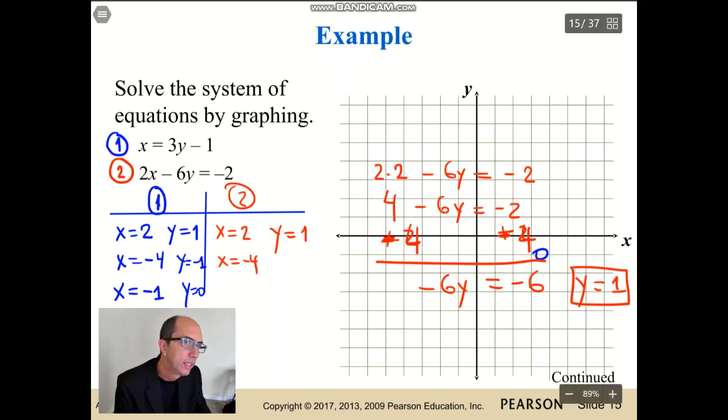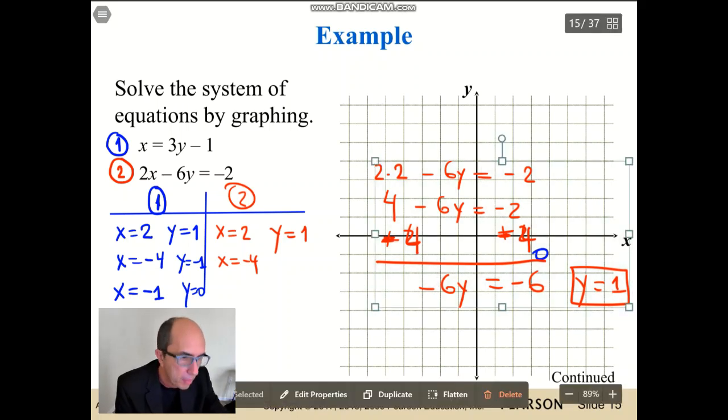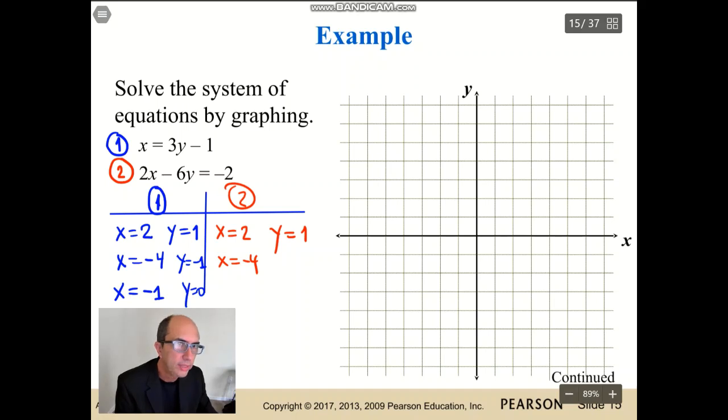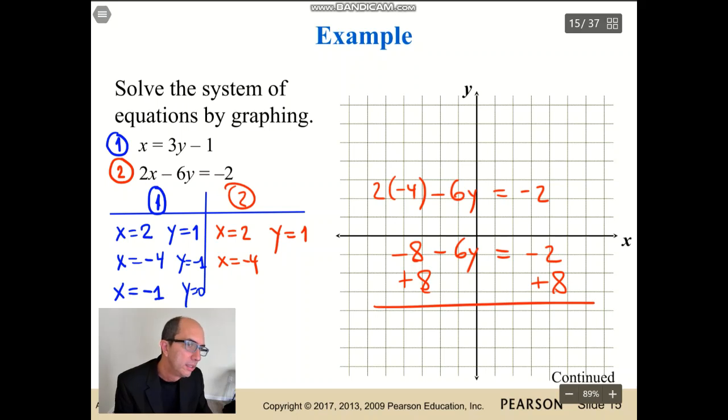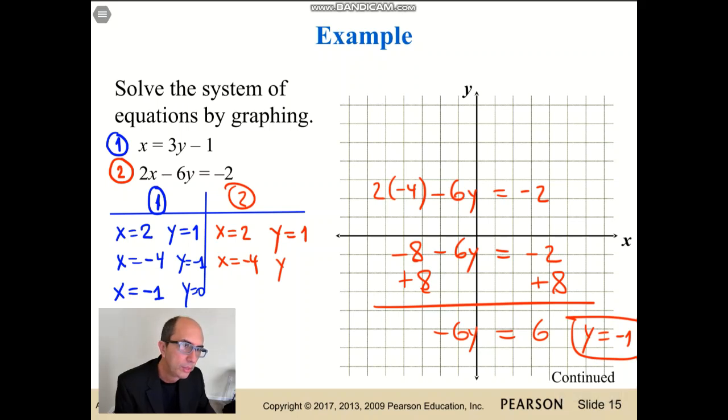Now let's try x equals negative 4. Two times negative 4 minus 6y equals negative 2. Negative 8 minus 6y equals negative 2. So add 8 on both sides. Negative 6y equals 6. Y equals negative 1. Oh, same thing, same point as the first equation, equation number 1.